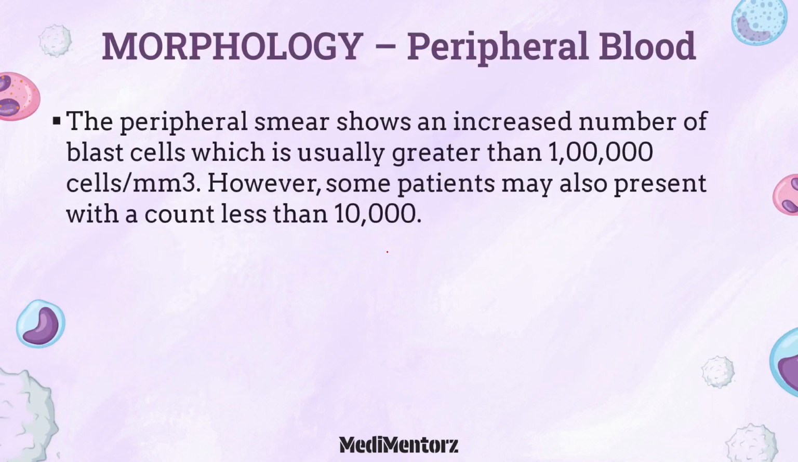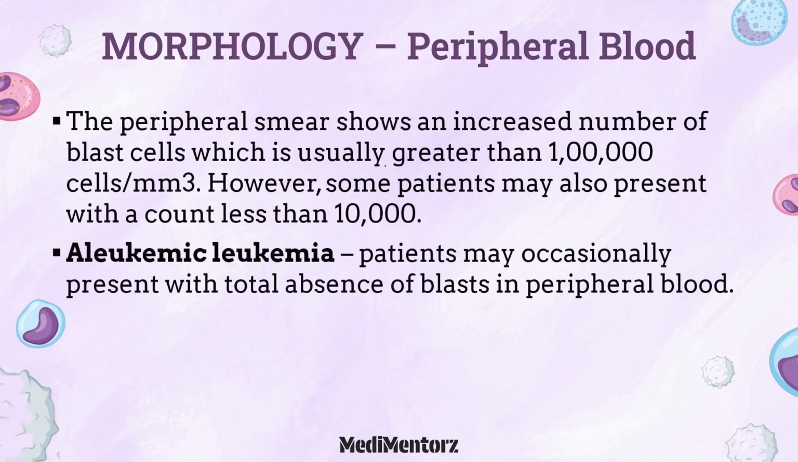Next, morphology of the peripheral blood picture. The peripheral smear shows an increased number of blast cells which are usually greater than 1 lakh cells per cubic millimeter. Whereas some patients may also present with a count less than 10,000 cells per cubic millimeter. And here you should note that there is a condition called aleukemic leukemia in which patients may occasionally present with total absence of blast cells in the peripheral blood. So the patients with AML can either present with myeloblasts of greater than 1 lakh cells per cubic millimeter or may even present with total absence of blast cells in the peripheral blood.